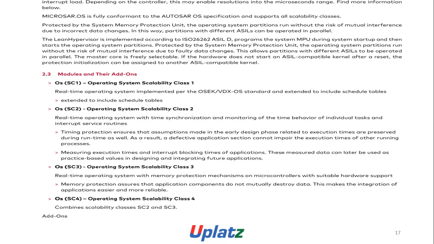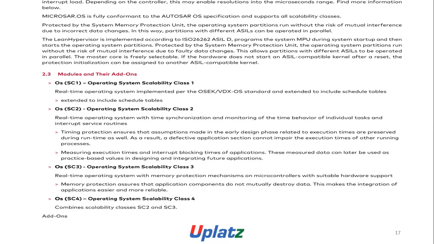OS SC1, operating system scalability class 1, is a real-time operating system implemented per the OSEK/VDX OS standard and extended to include schedule tables. OS SC2, operating system scalability class 2, is a real-time operating system with time synchronization and monitoring of the time behavior of individual tasks and interrupt service routines.